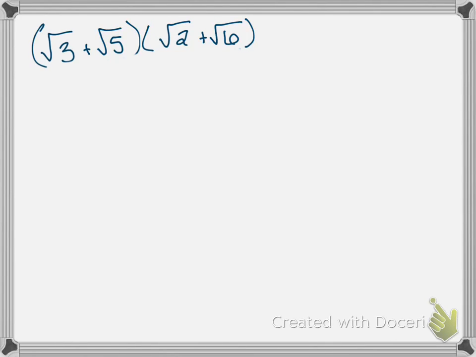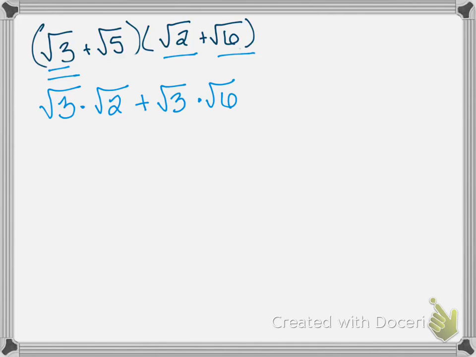So, my first, square root of 3 times square root of 2. Those are my first terms. My outer, square root of 3 times square root of 6. My inner, square root of 5 times square root of 2. And my last, square root of 5 times square root of 6.